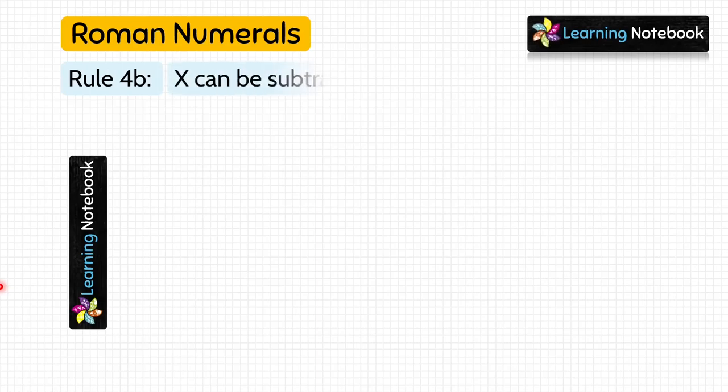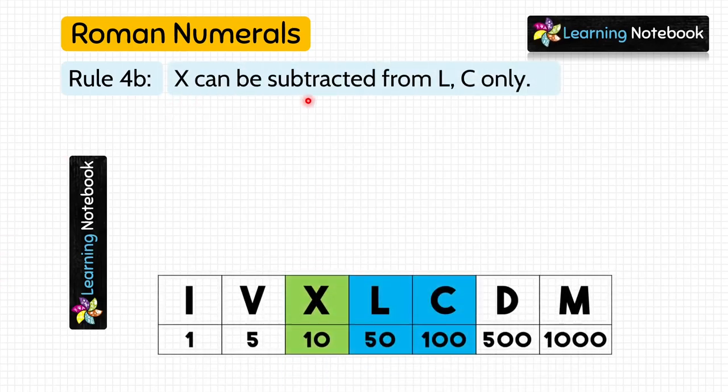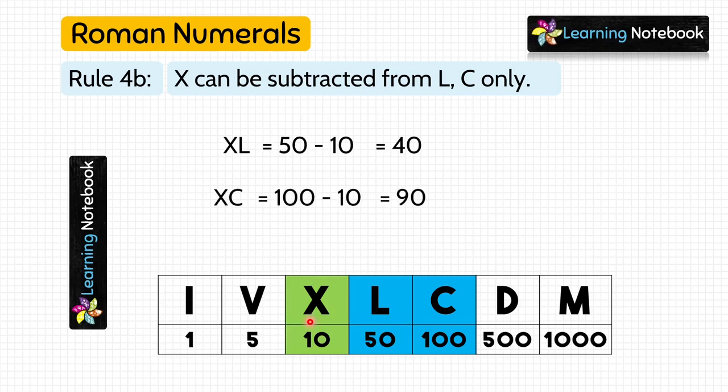Second point, X can be subtracted from L and C only. For example, we can write XL or XC. These are correct. So remember, X can be subtracted from L and C only.